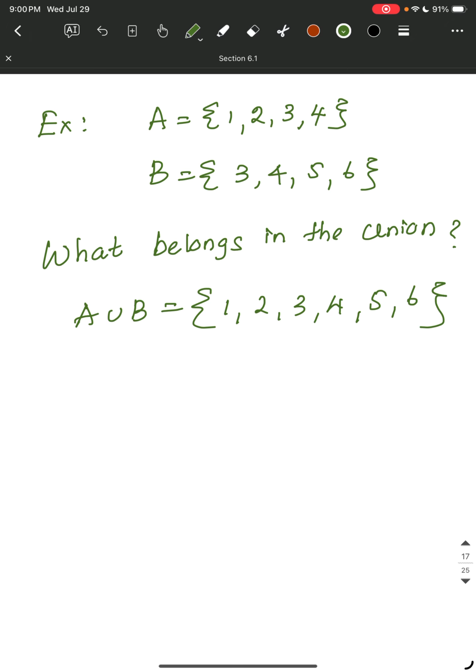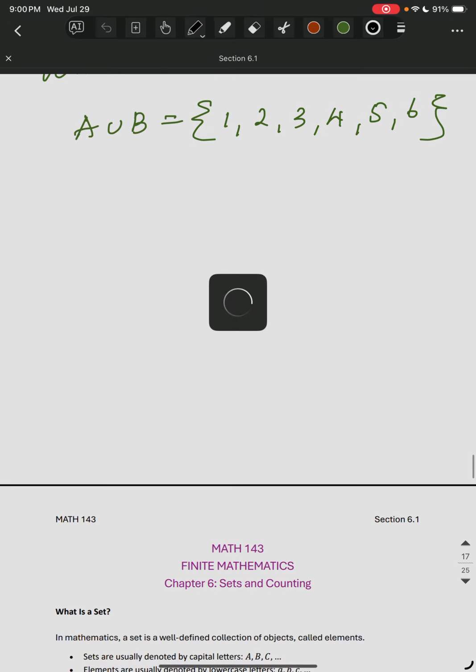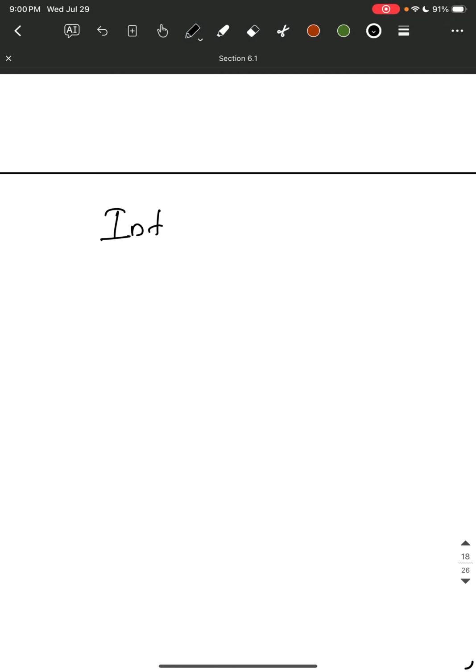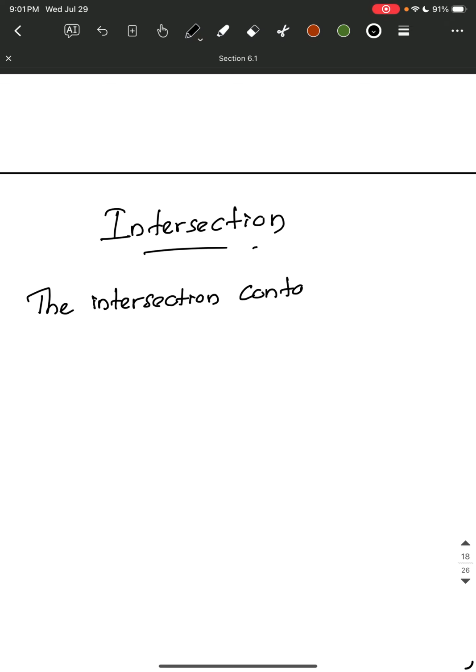Okay. Before drawing the Venn diagram, let's move towards the intersection. We'll draw the Venn diagram for the example afterward. Okay, the second set operation, intersection. The intersection contains only the elements common to both sets.